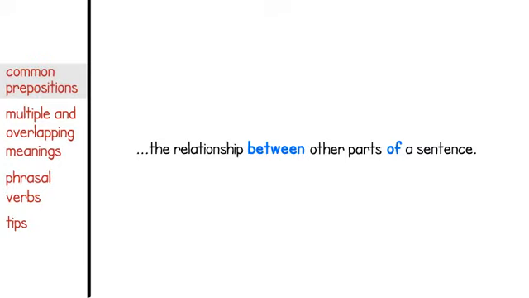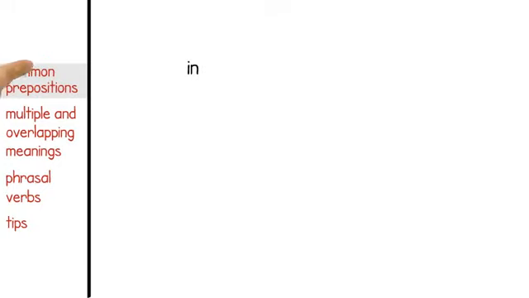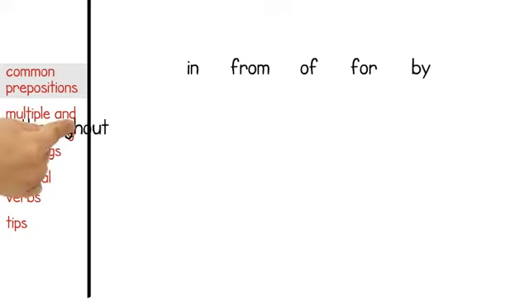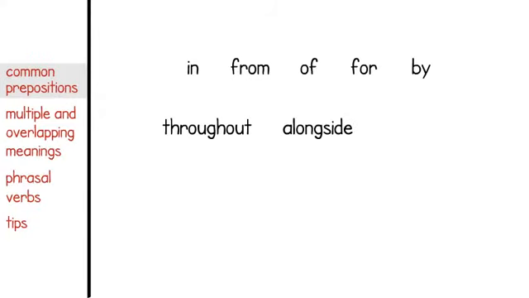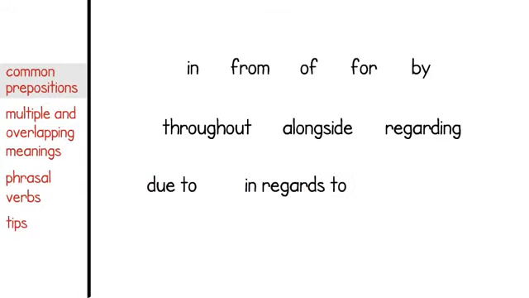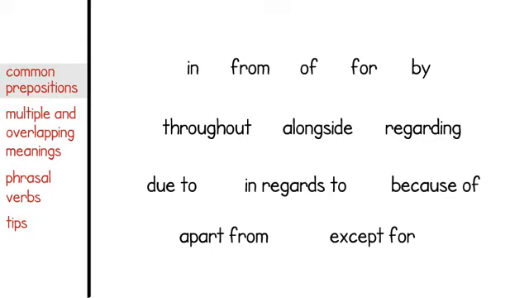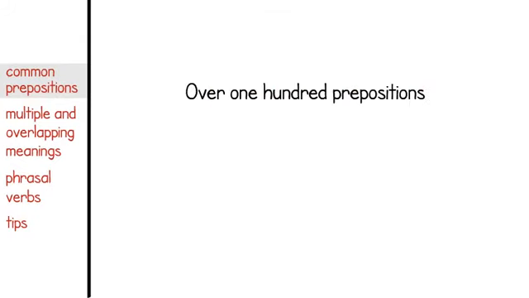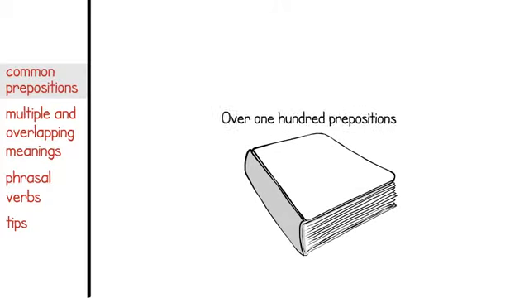Prepositions are words that show the relationship between other parts of a sentence. As you probably know, prepositions are words like in, from, of, for, and by. They are usually short words, but there are a few longer ones, such as throughout, alongside, and regarding. There are also multi-word prepositions, such as due to, in regards to, because of, apart from, and except for. In fact, there are over 100 prepositions in English, and you can find a complete list of them by searching in a good grammar book.